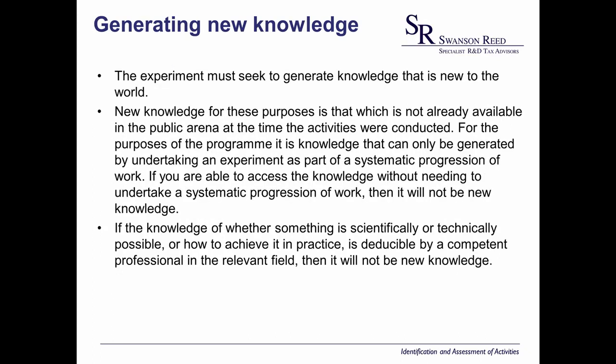As previously discussed, it should be remembered that the experiment must seek to generate knowledge that is new to the world. New knowledge, for R&D tax purposes, is that which is not already available in the public arena at the time the activities were conducted. It is knowledge that can only be generated by undertaking an experiment as part of a systematic progression of work. AusIndustry guidance emphasizes that if you are able to access the desired knowledge without needing to undertake a systematic progression of work, then it will not be new knowledge.